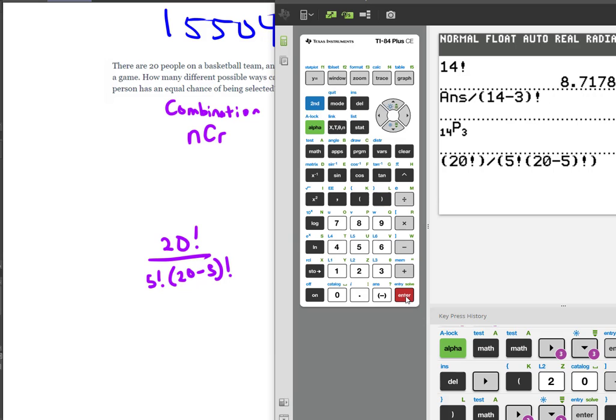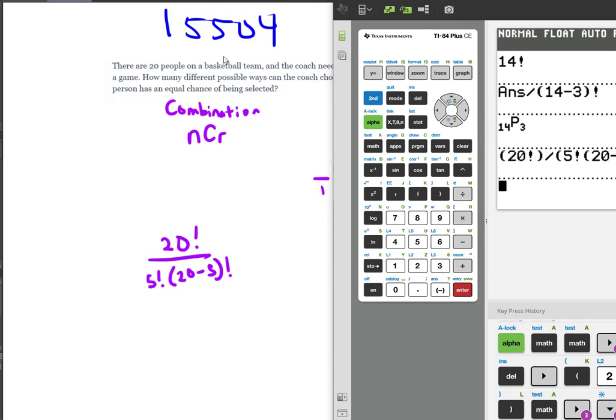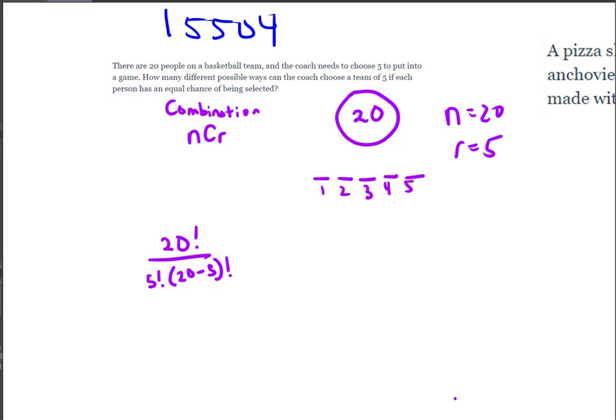Here we go. So when I hit enter, I should get a big, nice number, which is 15,504, which is the number, by the way, that is the answer. Now, let's do it the way that you're loving to do it, right? Because once again, that is a way to do it, but I highly suggest when you're taking a test that you do what's easy.